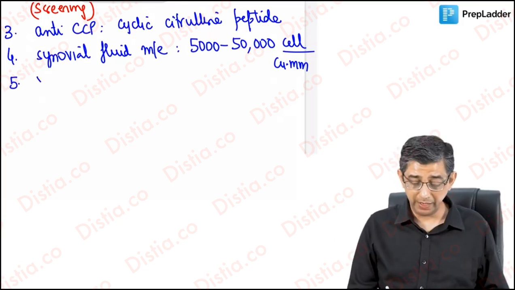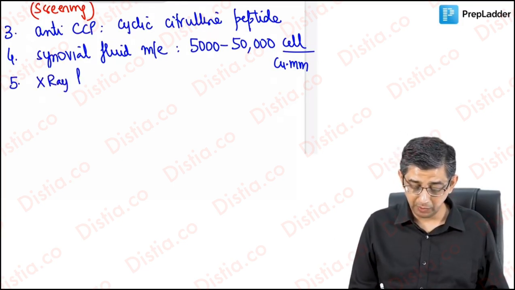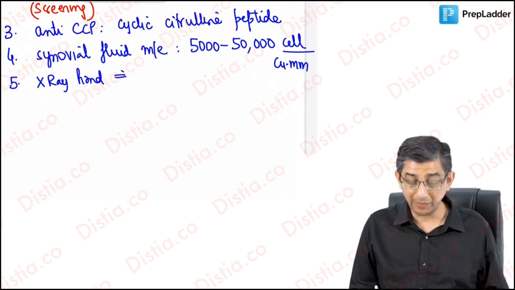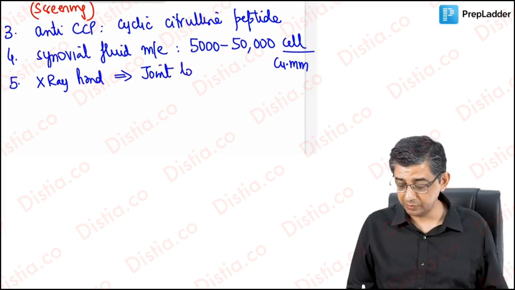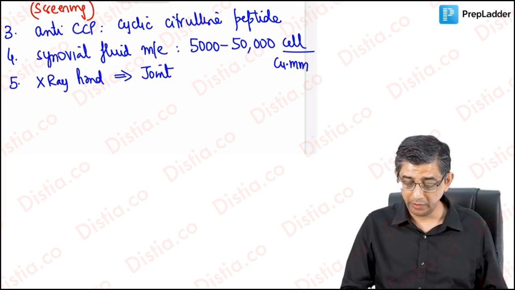If you do an X-ray of the hand of this person, you would be able to pick up erosions only in the later part of the disease, as I have highlighted. So what I'm writing in part number 5 is only for the sake of completion, that there would be a reduction in the joint spaces.